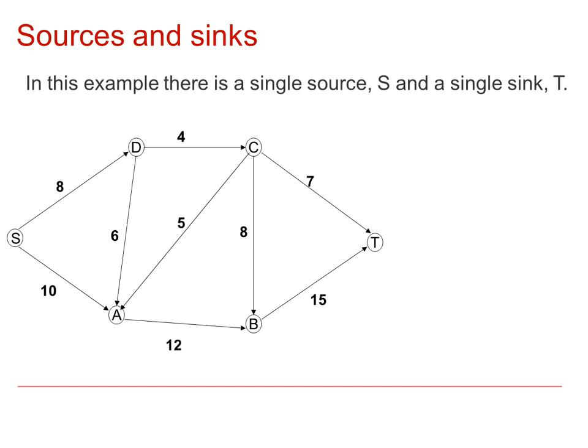The sort of networks that we've been looking at so far have what are called a single source and a single sink. In other words, there's one node S where the arcs are coming out of it and none going in, and there's another node T where all the arcs are coming into it and none going out.